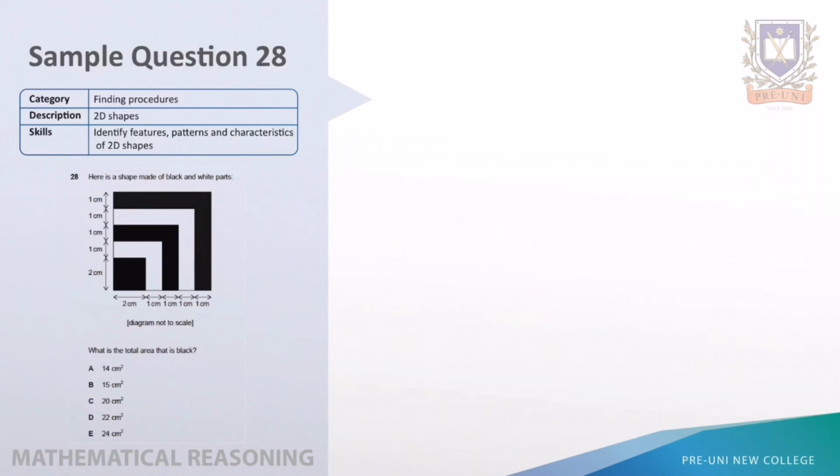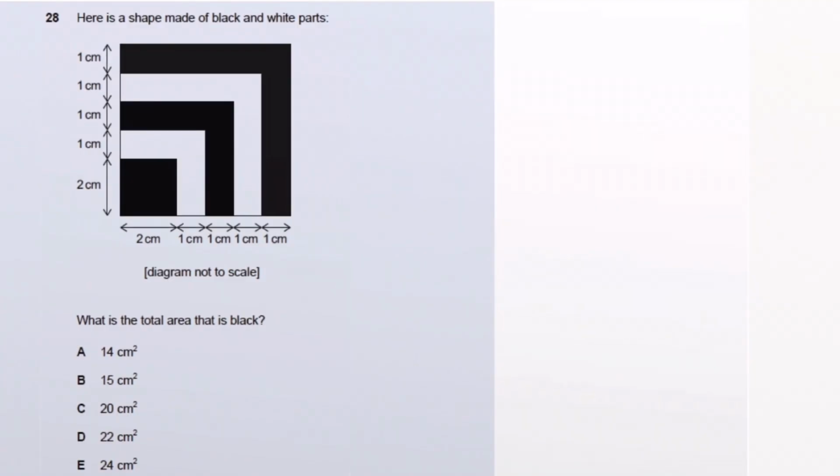For question 28, we have the category finding procedures, the description 2D shapes, and skills identify features, patterns, and characteristics of 2D shapes. In question 28, here is a shape made of black and white parts. What is the total area that is black?